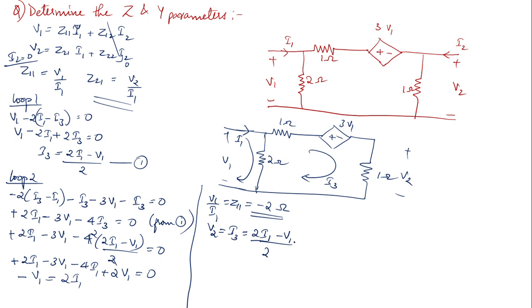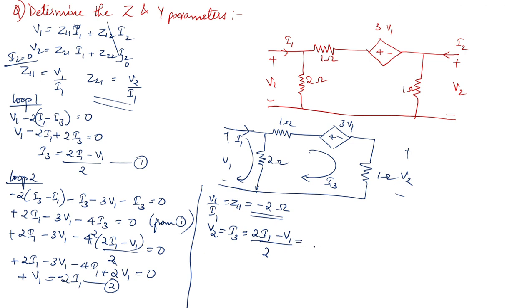Again, there is a term V1 over here. We need V2 and I1 only. You do not need V1. Now, you can just see over here in this last equation, you can mark it as equation 2. Over here, you have minus V1 is equal to 2I1, or I can say V1 is equal to minus 2I1. So I can substitute the value.